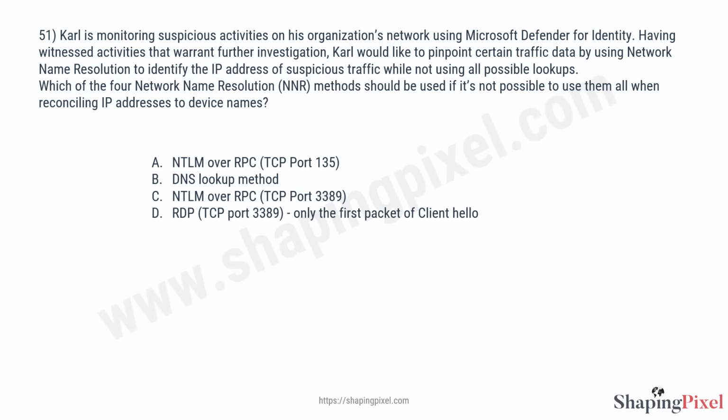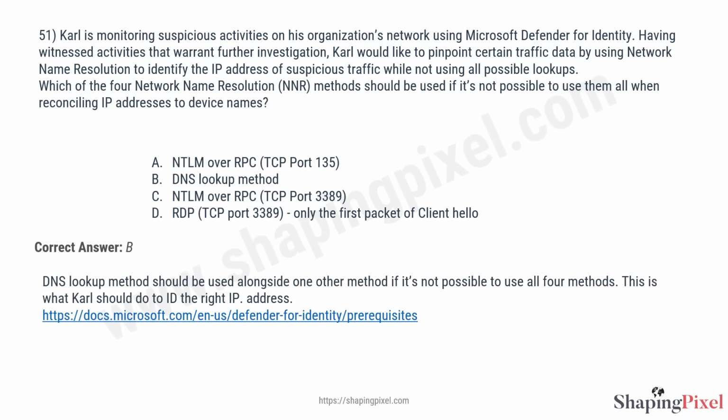And we have the following four options. So the right answer here is option B, DNS lookup method. DNS lookup method should be used alongside one other method if it's not possible to use all four methods. This is what Carl should do to identify the right IP address.